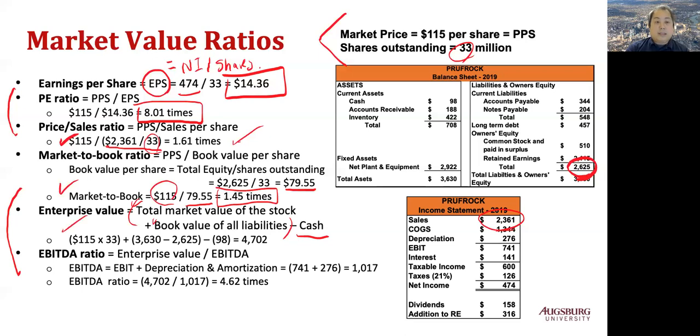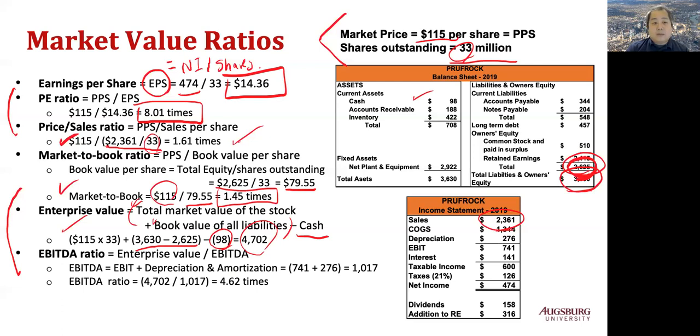So if you calculate this, 115 times 33 will be the total market value, because that's market value per share times shares outstanding, plus the book value of all liability, which is the total asset minus total equity. So 3,630 asset, 2,625 the equity, that's the book value of the liability. Subtract, again, cash, 98, 4,702 is enterprise value.